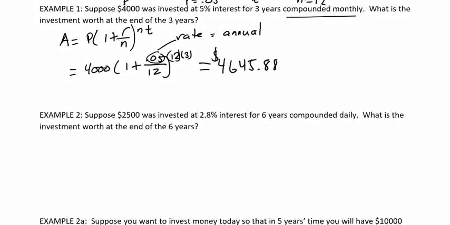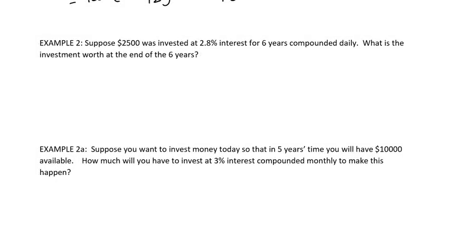Now let's do another example. Suppose $2,500 was invested at 2.8% for 6 years, compounded daily. What is the investment worth at the end of the 6 years? Well, if you want to pause and try this on your own, you can come back and see how you did. And here we go.